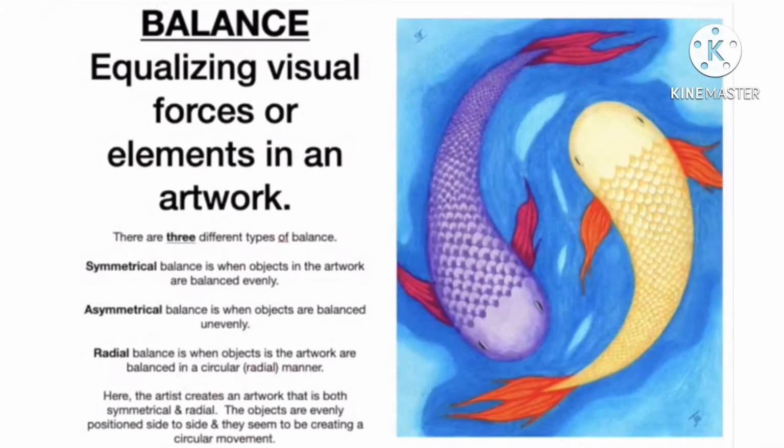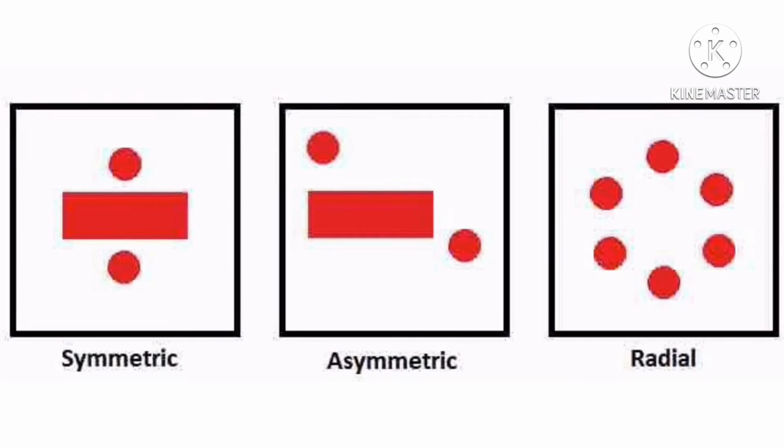The third one is balance. Balance is equalizing visual forces or elements in an artwork. We have three different types of balance. Number one is symmetrical balance, number two is asymmetrical balance, and number three is radial balance.